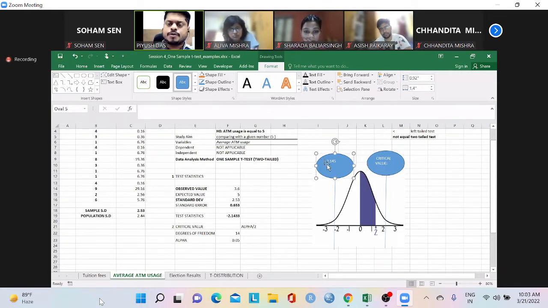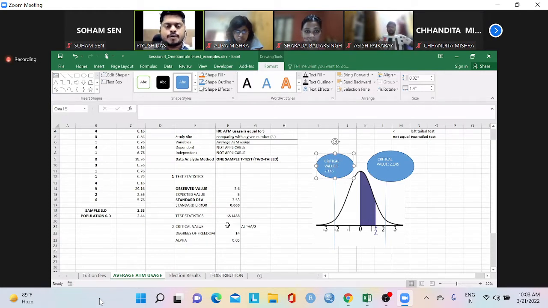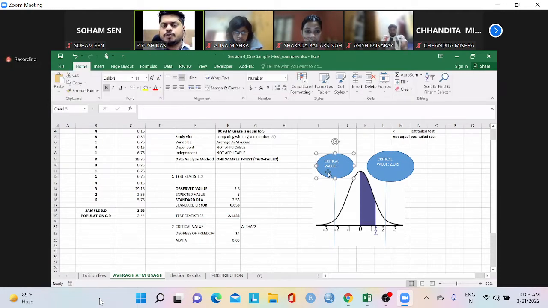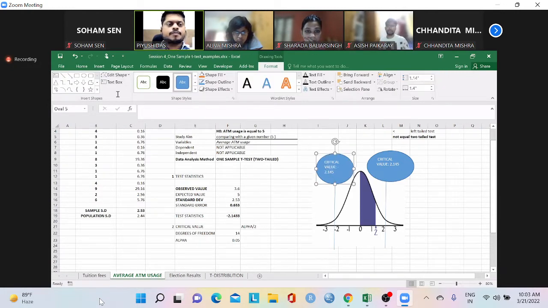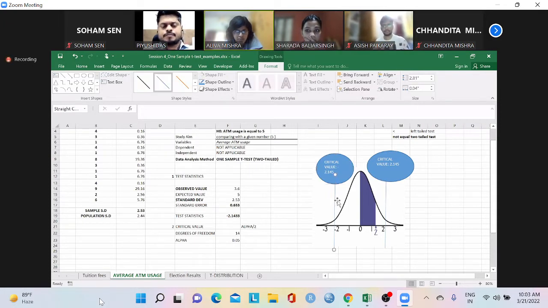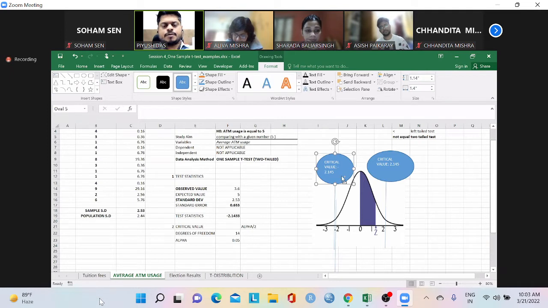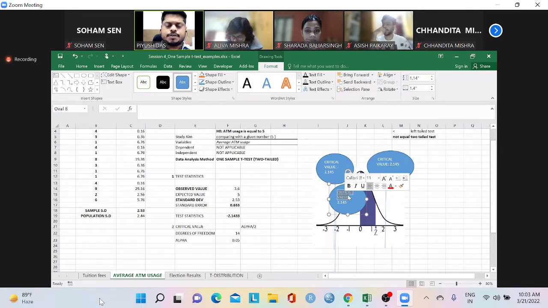Positive side 2.145, negative side minus 2.145. Where does this value lie? Minus 2.1433. So it is in between those two critical values. That is somewhere very close to this number, right? 2.145. So this is my test statistic. Minus 2.1433.